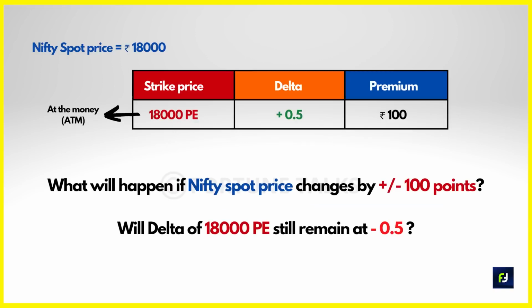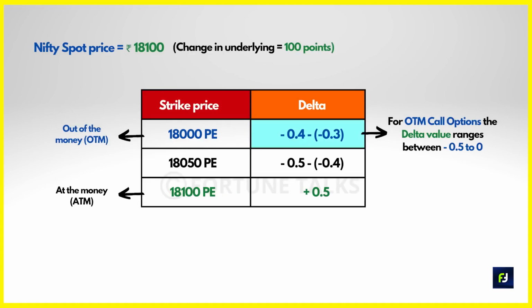Now what will happen to the delta value of 18,000 put option when the Nifty spot price rises or falls by 100 points? That is, it becomes 18,100 or 17,900. Do you think the delta will remain at minus 0.5? No, the delta will actually change. When the Nifty spot price increases 100 points to 18,100, the 18,000 put option strike, which was at the money before, will now become an out of the money option.